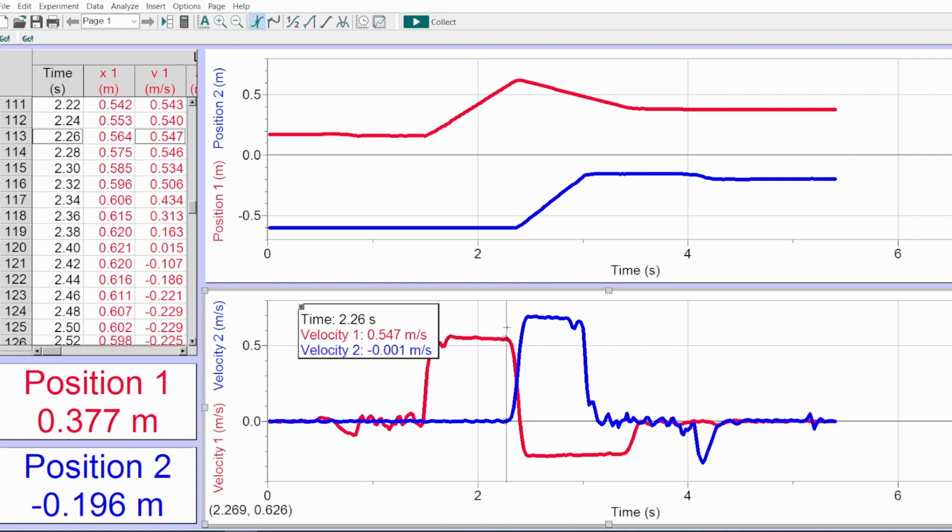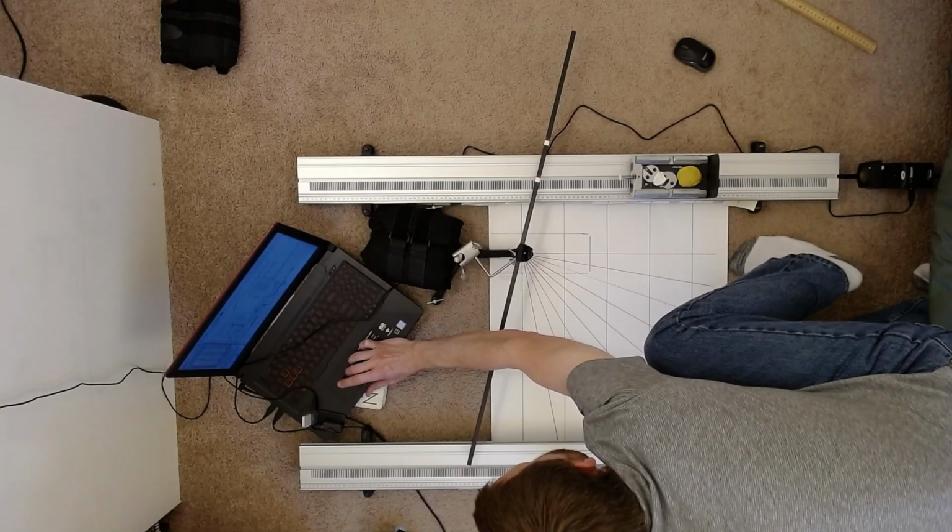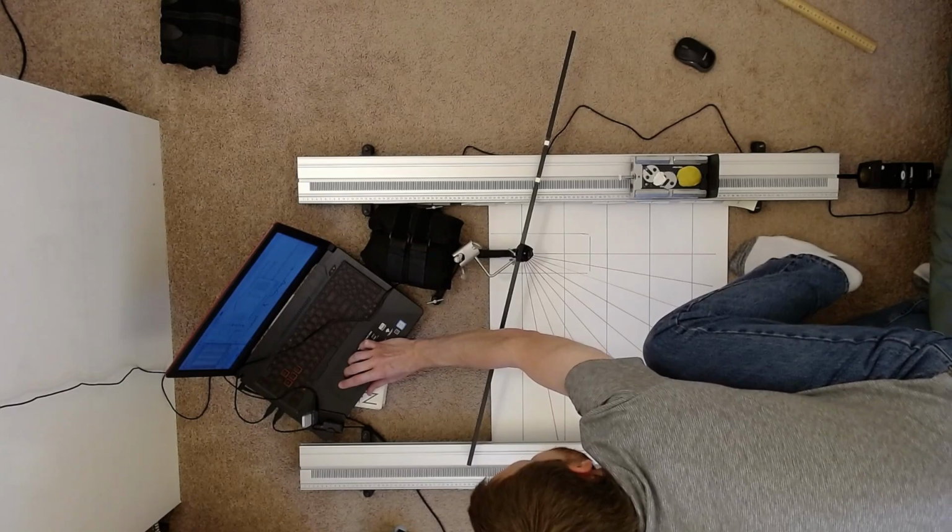velocity just before impact was 0.547 meters per second for the original velocity. Cart 2 is at rest. And just after, the velocity of cart 1 is bouncing back at negative 0.229 meters per second, and cart 2 is 0.693 meters per second. And we will switch over to the inelastic case.